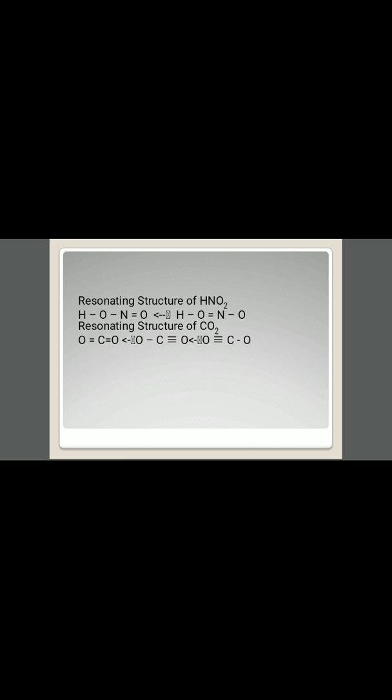Now, resonating structures of CO2. There are two double bonds between carbon and oxygen. Carbon and oxygen on both sides are with two double bonds. It may be that there is one triple bond. That triple bond may be on either side.